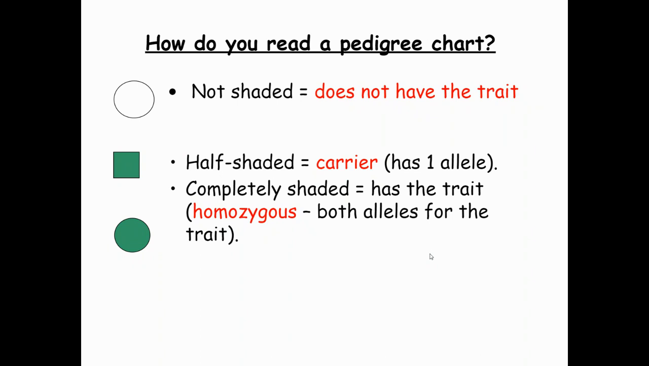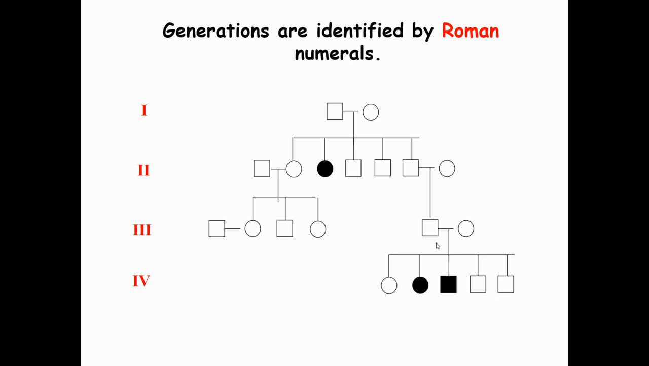Okay, how do you read a pedigree chart? Not shaded doesn't have the trait that you're following in the pedigree. A half shaded circle or square will represent a carrier, which means they have one allele. A completely shaded has the trait, homozygous, both alleles for the trait. And then generations are identified by Roman numerals. So 1, 2, 3, 4. So this is, for example, you. Then these are your parents. Then these are your grandparents. And these are your great-grandparents.